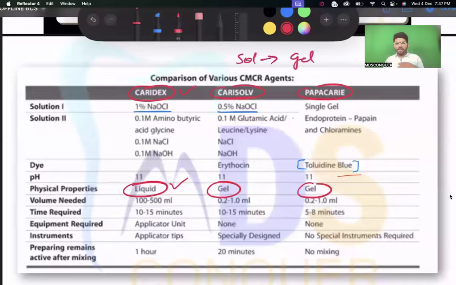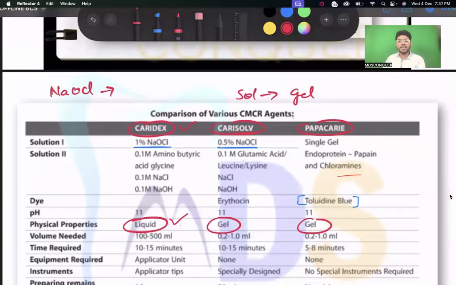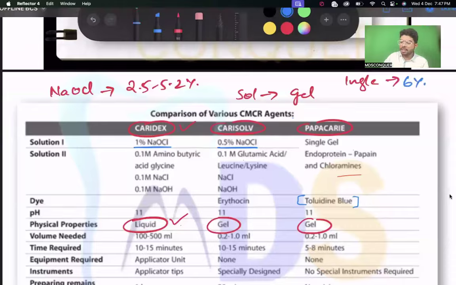Next, you have n number of questions on this area if you solve previous dental PG questions. Particularly, I was talking yesterday about NaOCl, when I was talking about disinfection. What is the percentage of NaOCl used in endo? I've discussed everything in a long voice note. 2.5 to 5.2% is good. According to Engel, your answer should be 6%.